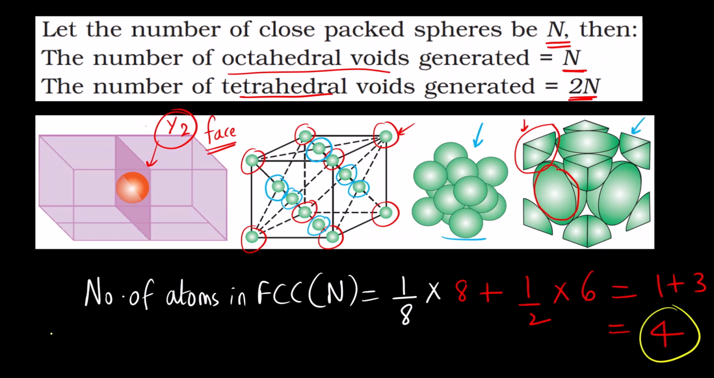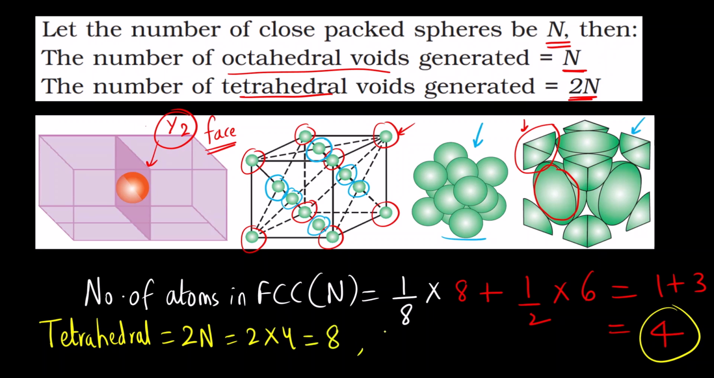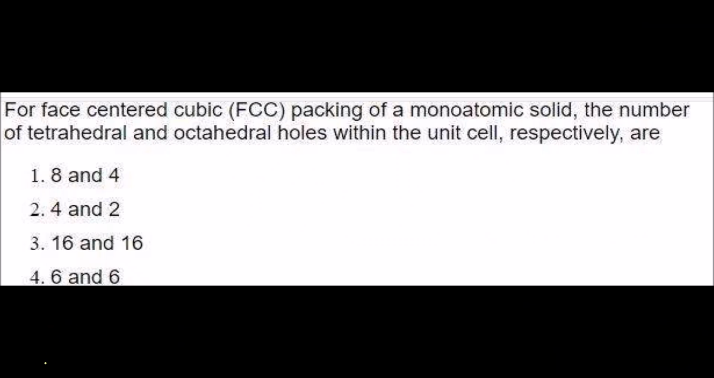Now what we have to calculate is the number of tetrahedral voids. That is equal to 2n. That means n is equal to 4, so it will be 8. And octahedral voids is equal to n, and n is 4. So what will be our correct answer?